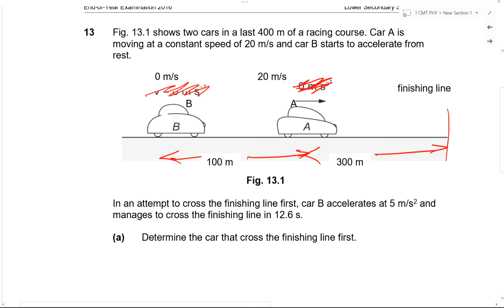Now, in an attempt to cross the finishing line first, if you are the driver in car B, you don't want to lose to car A, who is in front of you, who is already traveling at 20 meters per second. What will you do? You will accelerate. You have no choice but to accelerate. Do you accelerate a little bit or do you press all the way up? You just push the car with as much power it has. So you accelerate as fast as possible and you hope that you will eventually go past, in other words, overtake car A. So you will catch up. Car A is moving on. You want to catch up and eventually pass him, overtake him before the finishing line.